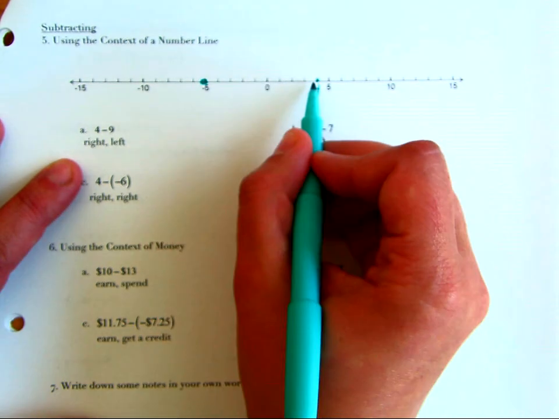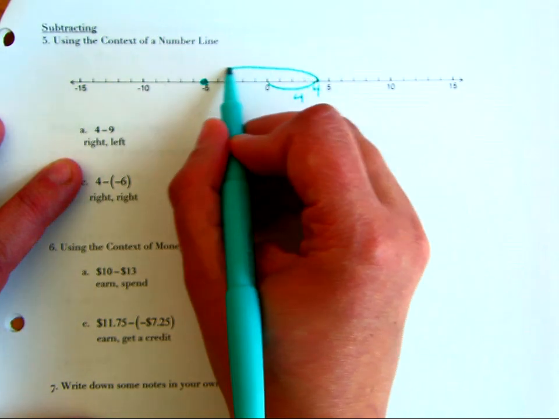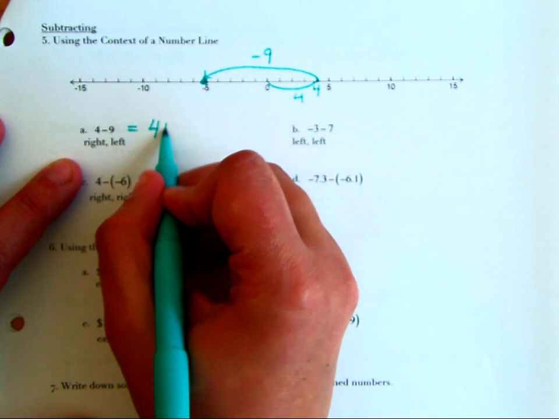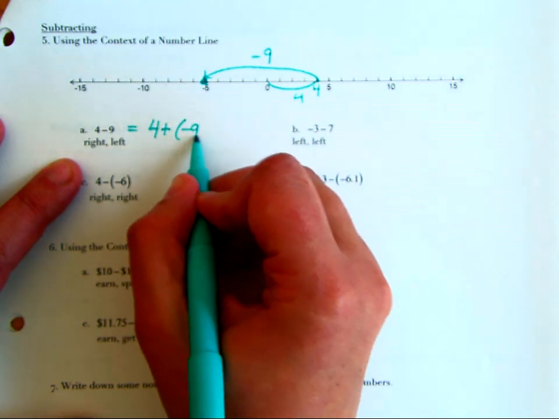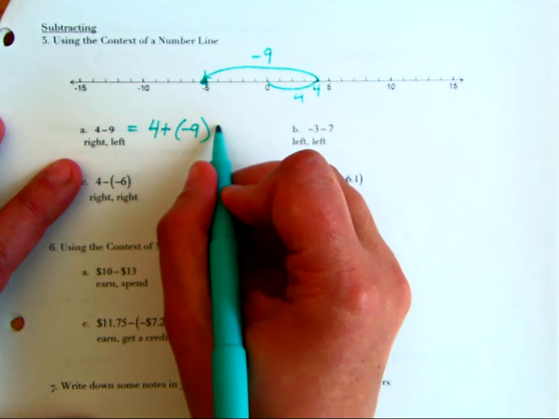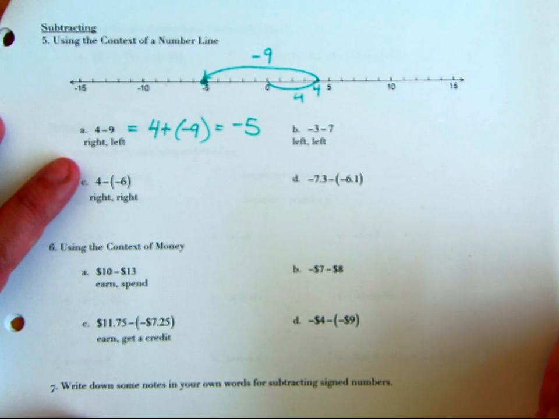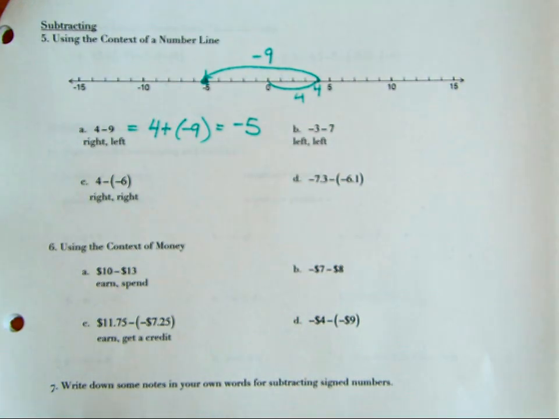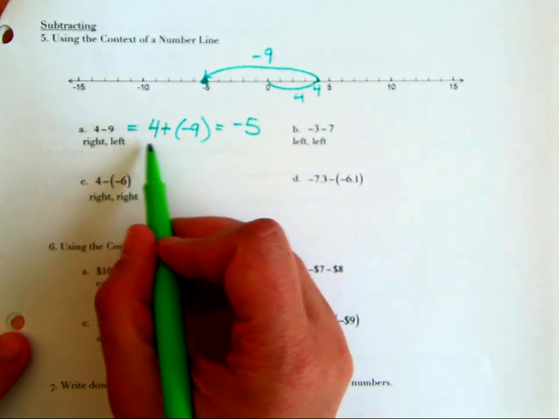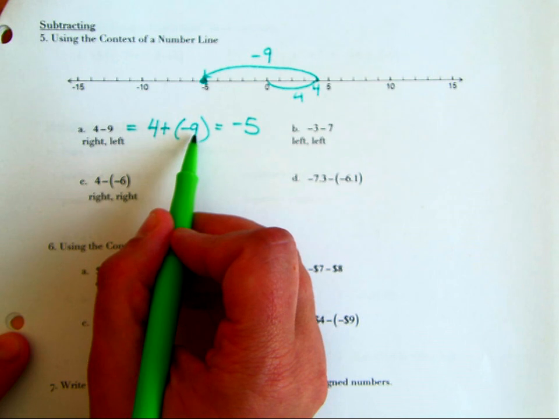I land at -5. So I went forward plus 4. I went backwards minus 9. So that's really the same thing as 4 plus -9. Do you see how that's the same exact thing? What's my answer? -5. Okay? So my point right here is all subtraction problems can be rewritten as add the opposite.